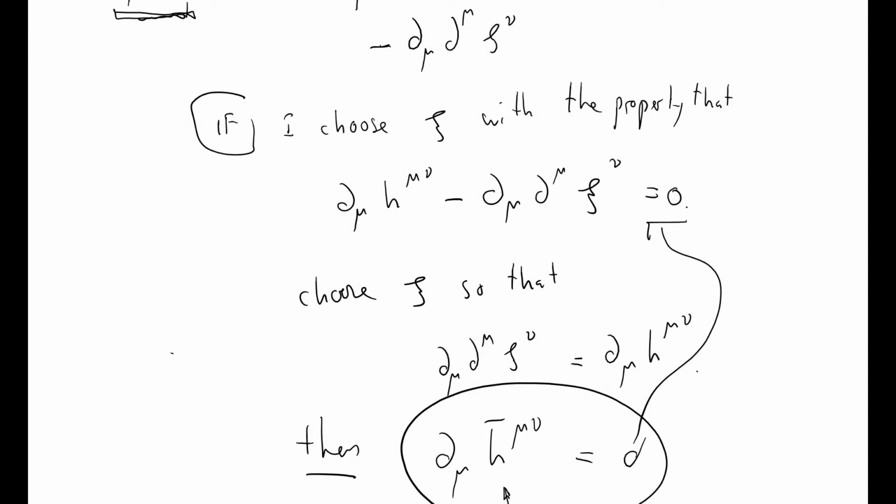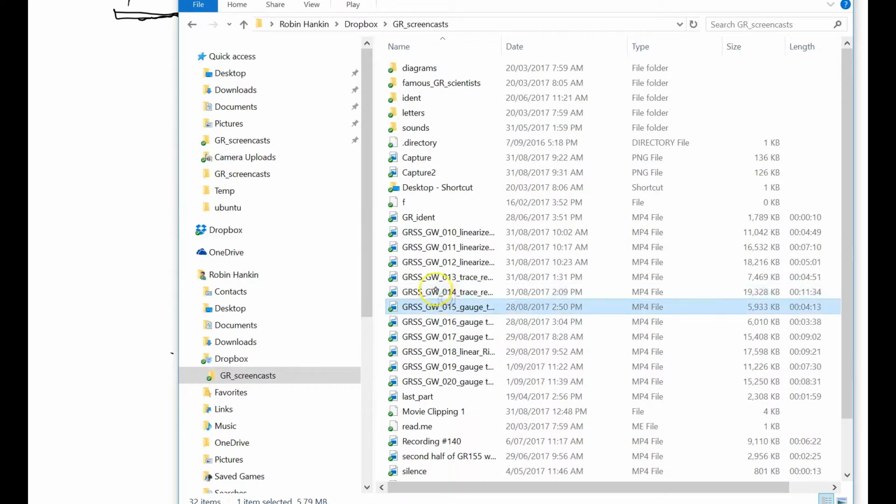Last time I showed that we can use a gauge transformation to require that this condition here holds. We can always find a gauge transformation that makes this equation here true. And if that's the case, as I showed in screencast number 14, which I'm going to show you again.